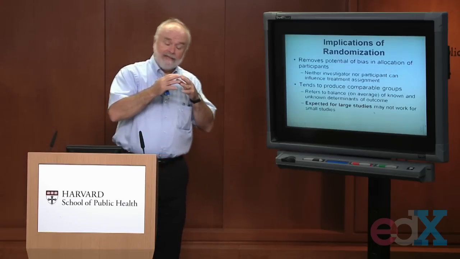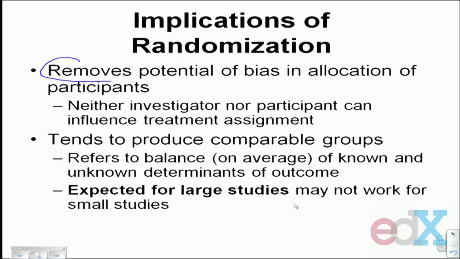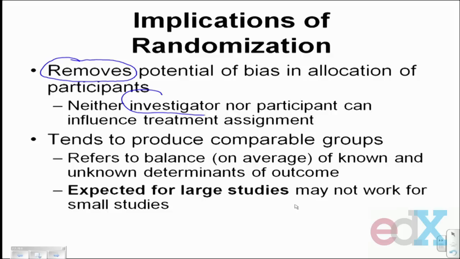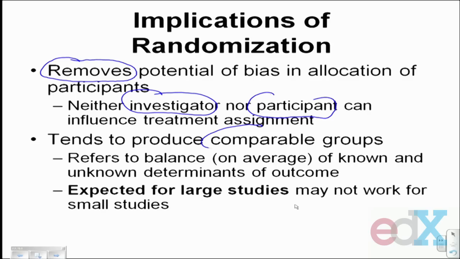So what the randomization first does is remove the potential bias in the allocation of patients to receive a new treatment or a standard of care. Neither the investigator, nor the patient themselves, nor their physicians can decide that this person should receive the new treatment or this person should receive the standard of care. And as a result, randomization would tend to give you comparable groups.